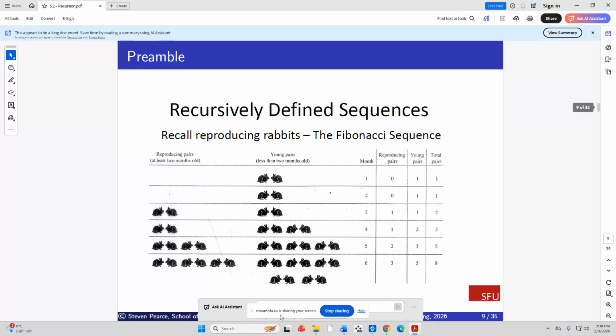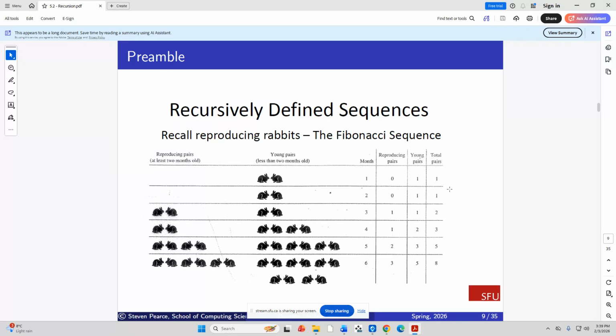I mean PDFs. So a recursively defined sequence is the Fibonacci sequence. Fibonacci sequence is classic. It's seen throughout nature. So here's the classic way of looking at it: reproducing rabbits, reproducing pairs at least 2 months old, young pairs less than 2 months old. So month 1, 2, all the way up. Well, we only have 2 young pairs right here, and we have to wait until they're at least 2 months old. So that's the 3rd month. Okay, so now we have reproducing pairs and 2 young pairs they have reproduced. So here we have total pairs 1, 1, 2. If we keep going, 3, 5, 8. That is the Fibonacci sequence.